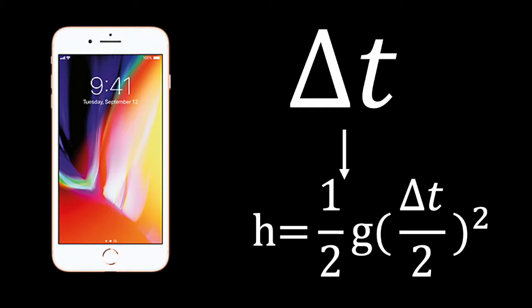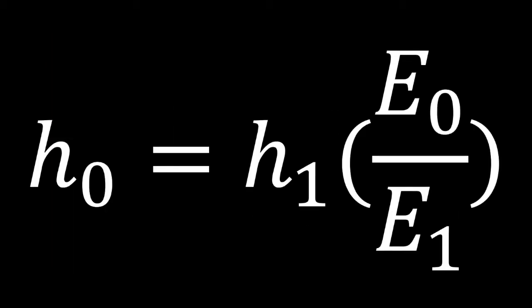The potential energy in the object only changes due to varying maximum heights after each bounce. Therefore, if we assume the ratio of lost energy is the same as the first bounce, we can approximate an initial height using the equation h0 equals h1 times e0 over e1, where h0 is our initial height, h1 is the maximum height after the first bounce, and e0 and e1 are the potential energies of the initial height and the maximum height after the first bounce, respectively.